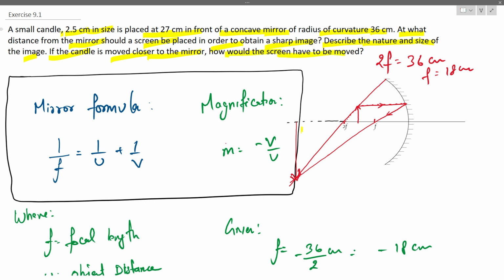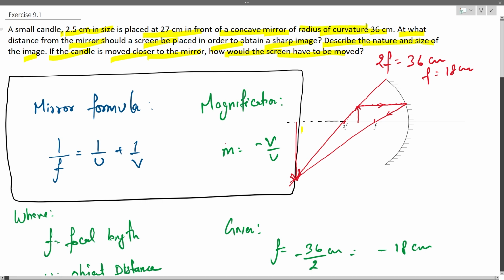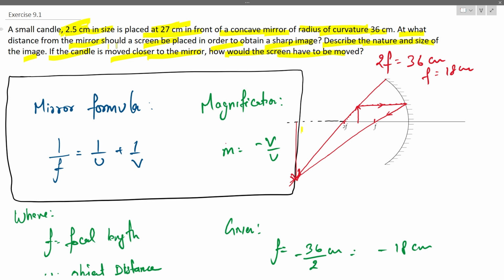So in this question, a concave mirror is given of a defined radius of curvature, and the object distance from the pole of the mirror is given, that is 27 centimeter, and the height of the object is given, that is 2.5 centimeter in size. At first we have to find out at what position the screen should be placed so that we can obtain the sharp image. In simple terms, it is asking the position v of the image from the mirror.